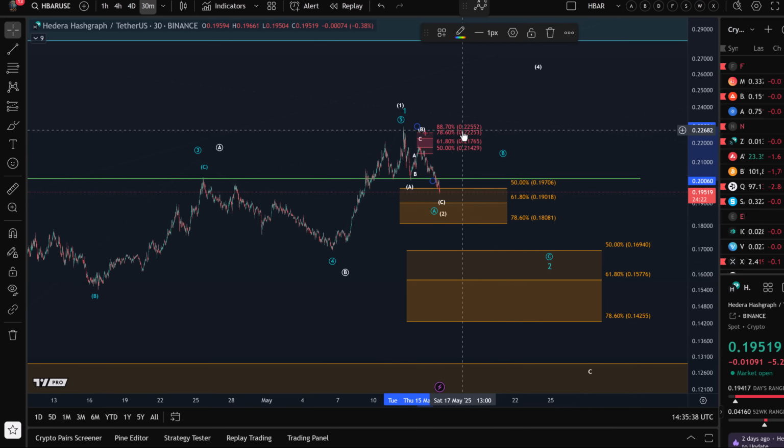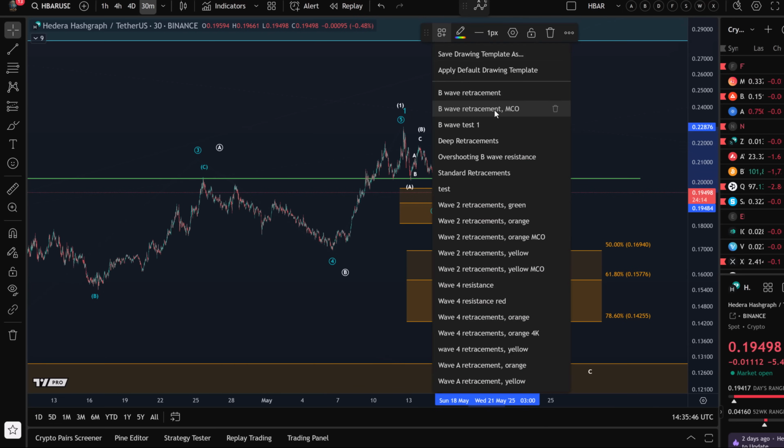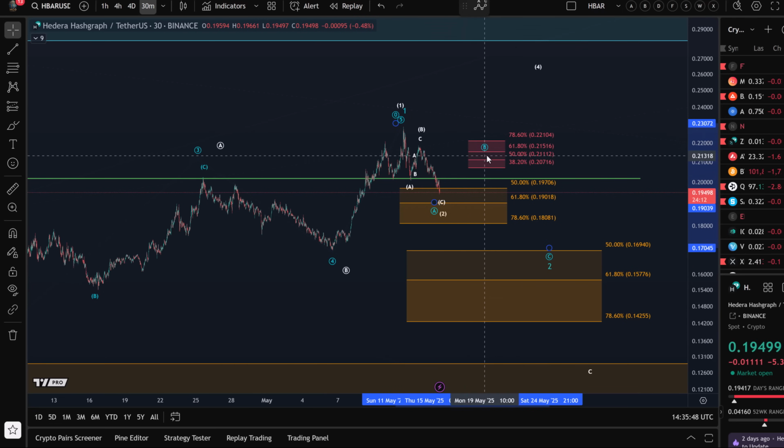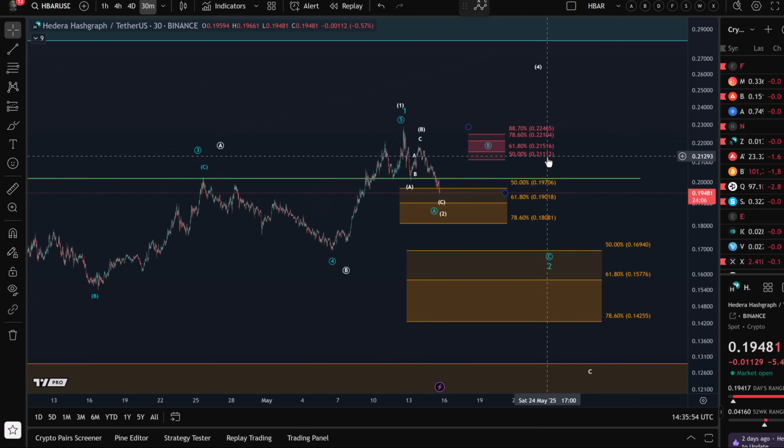What we can do as well now is adjust the resistance area, now that the first one is not needed anymore. We can define a new resistance area for blue wave B, and it is located between the 21 cent level and the 22.4 cent level. So this resistance area will be adjusted with the price as it still goes a little lower.